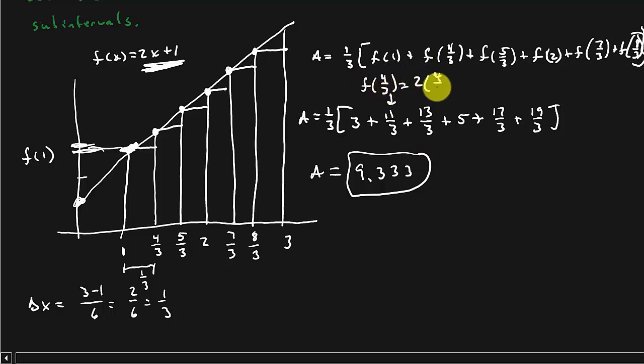Okay. So for instance, for this one right here, we're just doing f of 4/3 is equal to 2 times 4/3 plus 1. And we're evaluating that, and that's how we get the 11/3. And you just do that for each one.